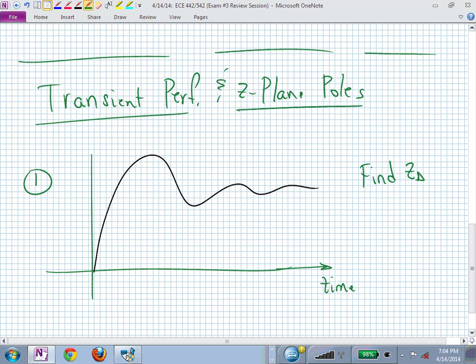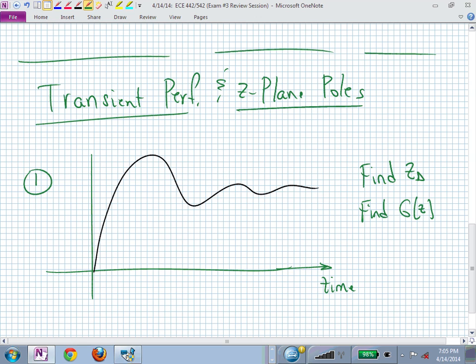How do we do that? What can you see from this picture that would help you identify? And really, we want not only Z delta, but we might want to find G of Z. I might say, I'm going to tell you that you have a 0 at 1/2 or 1/4, and now I want you to find G of Z and assume it's a second order denominator.